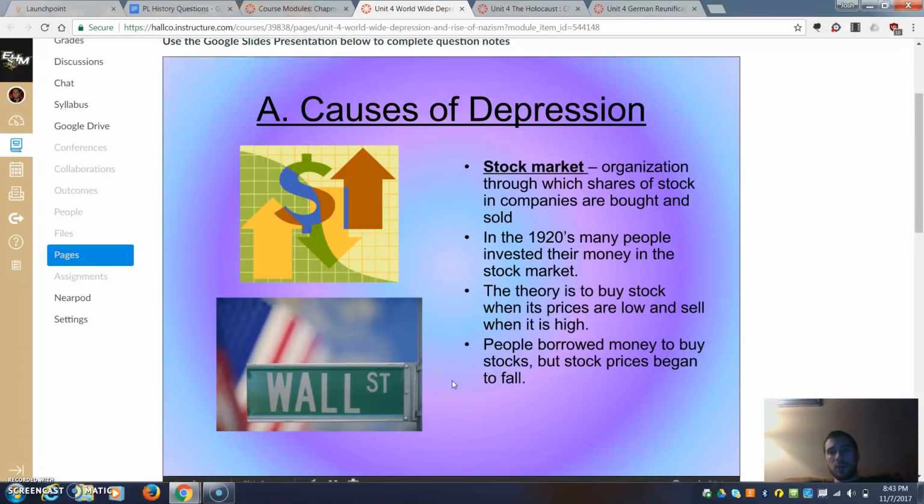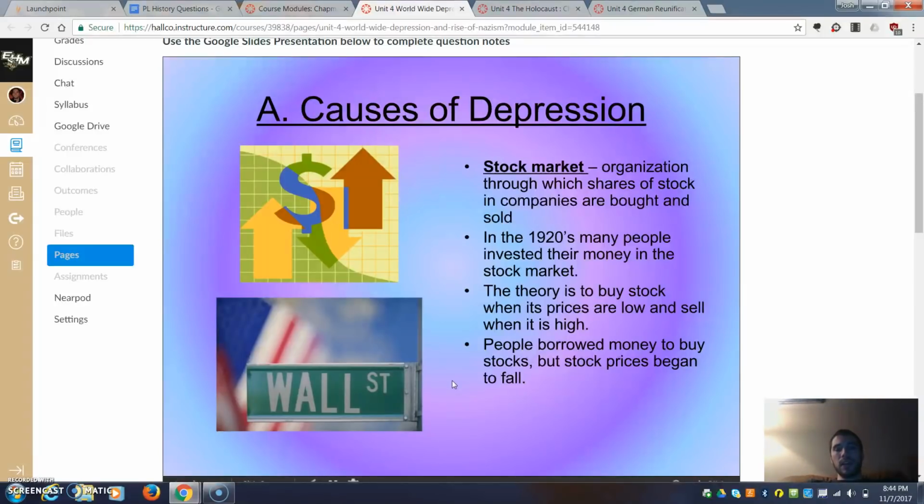Well, you have to start with the stock market. The stock market is an organization through which shares of stock in companies are bought and sold. Basically, you can buy little pieces of a company. You want to buy stock in Coca-Cola right now, you can go out and do that. Apple, Samsung, any company that's gone public and sells parts of their company, you can buy that. Now, that doesn't mean you own the company. It means you own a very, very small part of it.